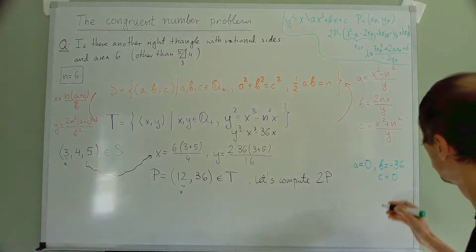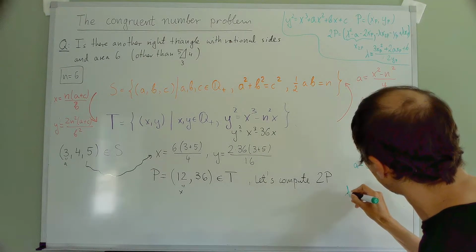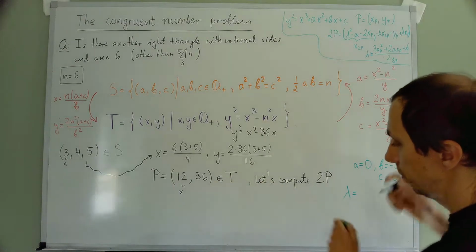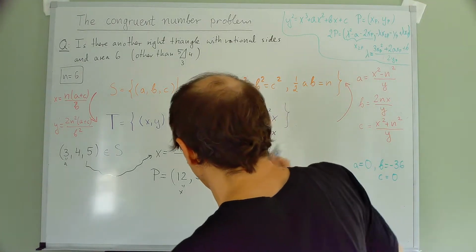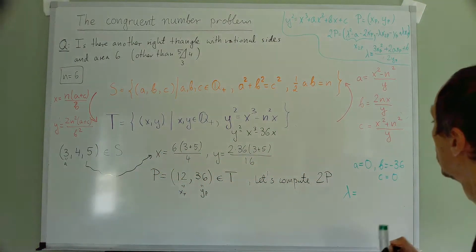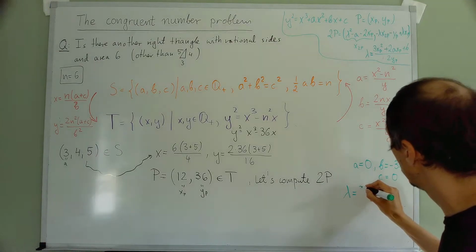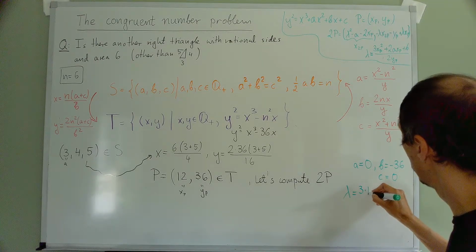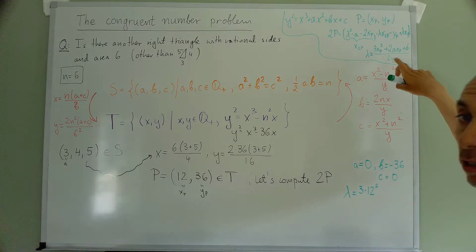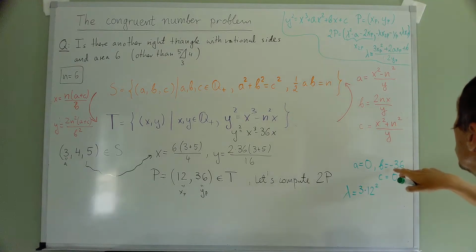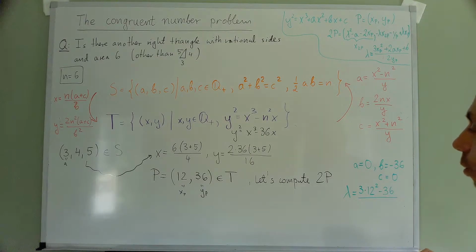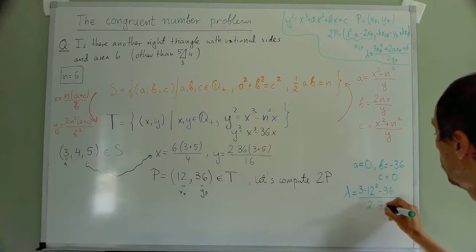So now let's compute lambda, because we're going to need that. So lambda is 3xp squared. So here's my xp, right? This is the xp, and this is the yp. So this is 3xp squared, so it's 3 times 12 squared. A is 0, so I don't have to worry about that. And b is minus 36, so it's minus 36, divided by 2yp, so it's 2 times 36.